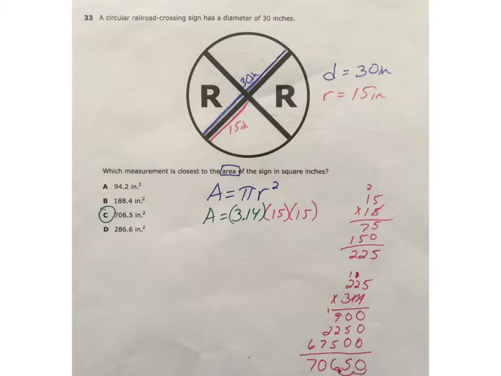All right, area of the sign. Now it tells you the diameter all the way across is 30. So all the way across is 30, meaning the radius is 15. So you're looking for area. Area equals pi r squared. That's 15 times 15. Don't use the 30. Multiply 15 times 15 times 3.14, and you get your final answer.